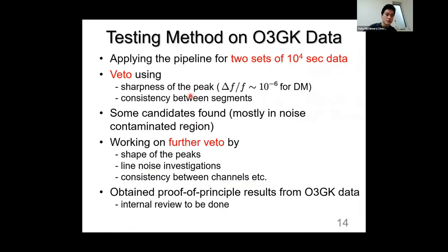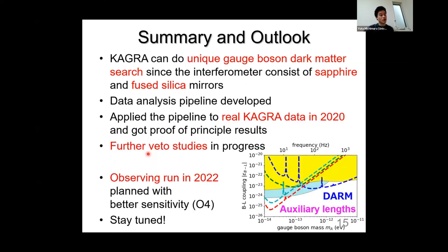And now we actually have the data from Canada. So we are now applying the pipeline to two sets of 10,000 seconds of data. And we also developed a veto pipeline using the sharpness of the peak and also consistency between two sets of data. And actually we found some outliers, the candidates, mostly in the noise contaminated frequency region. And since we are not sensitive enough, we think they are not the dark matter signal. So we are trying to work on further veto by adding more veto precision. But anyway, we obtained some preliminary results from actual KAGRA data. Unfortunately, we cannot show this because the collaboration review is now ongoing. But anyway, we did some analysis.